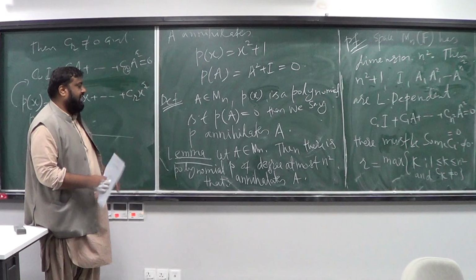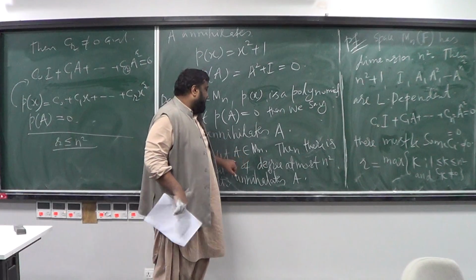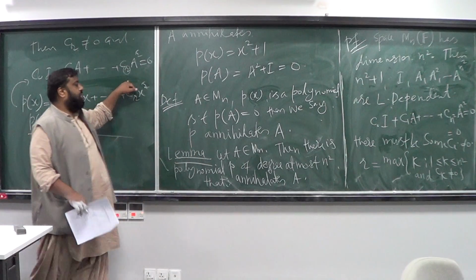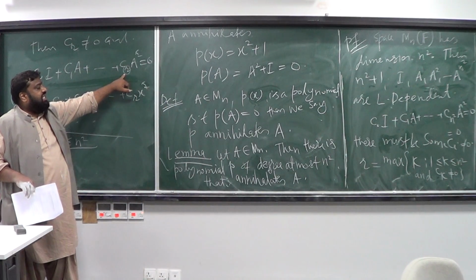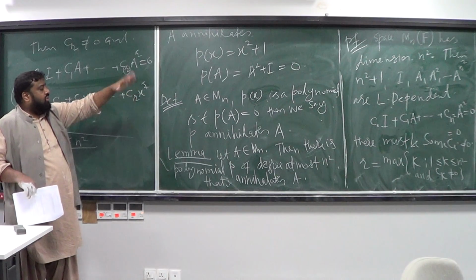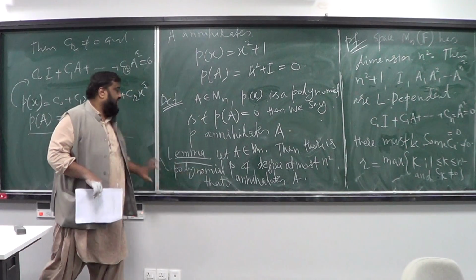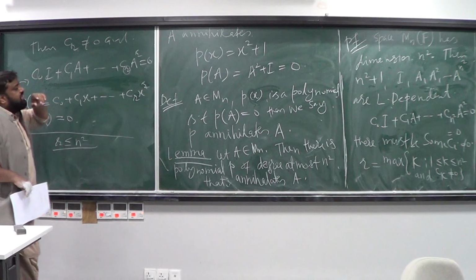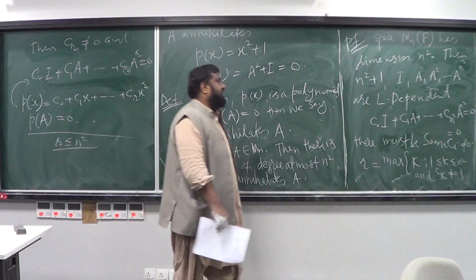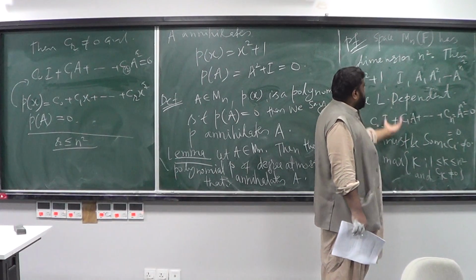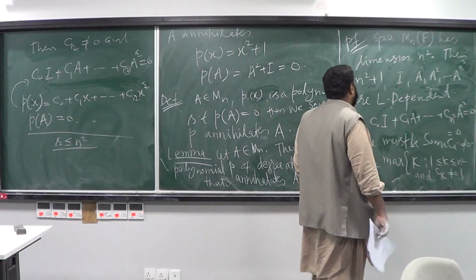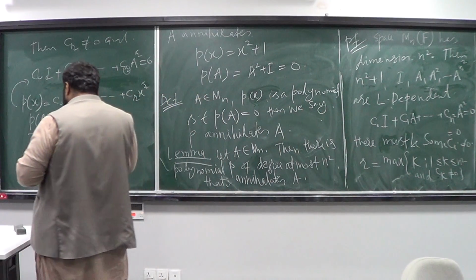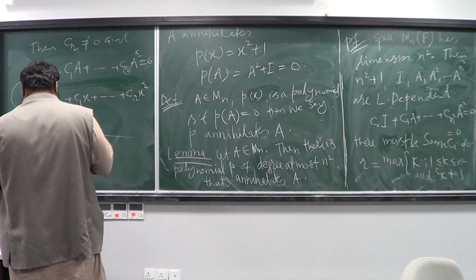So what does this prove? That if A is an n by n matrix, then there is a polynomial of degree, for example, R, which is at most n square, and that annihilates A. This annihilating polynomial comes from the fact that if you take n square plus 1 matrices, they must be linearly dependent, and hence such a polynomial is guaranteed.